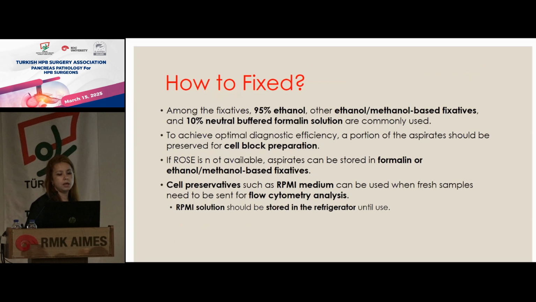So how to fix? Fixation is really important. Generally, we are using formalin solution, and to achieve optimal diagnostic efficiency, a portion of the aspirate should be preserved for cell block preparation. And if ROSE is not available in your institute, you can store your aspirates in formalin or ethanol or methanol-based fixatives. And if you suspect any hematopoietic neoplasia, you can use RPMI medium because it preserves the cells better, and you can send your material for flow cytometry analysis.